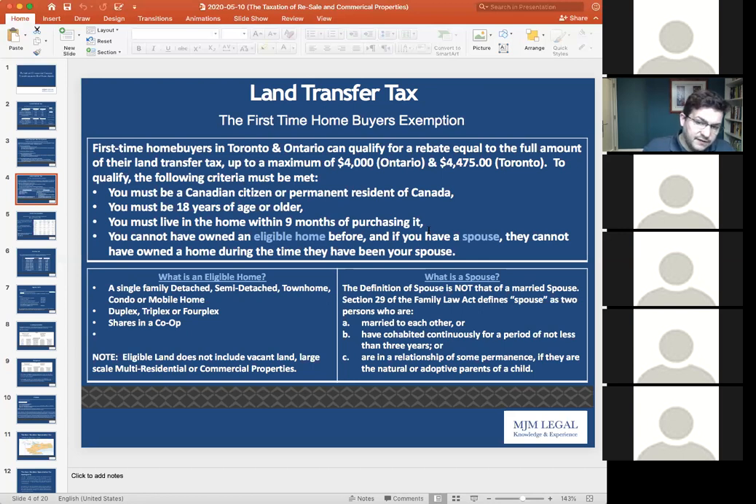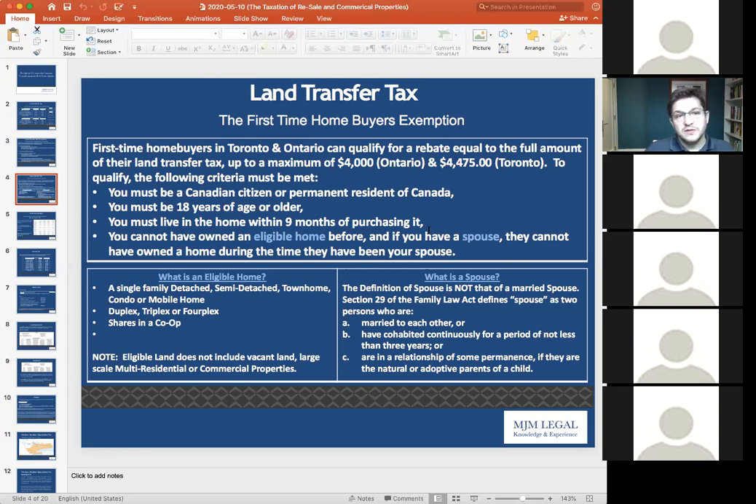Like a detached, a semi-detached, a townhome, a condo, a mobile home, a duplex, a triplex, a fourplex, or shares in a co-op. But what it doesn't include is vacant land. It doesn't include large-scale multi-residential. It doesn't include commercial properties. It doesn't include office, meaning that you can go ahead and properly invest in real estate assets that are properly commercial in every sense of the word and still qualify for the land transfer tax first-time homebuyer exemption, because you will not have owned an eligible home. You will have had a property before, that is true, but not an eligible home under the definition.